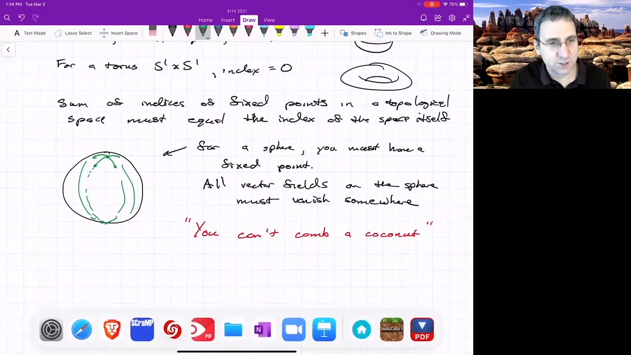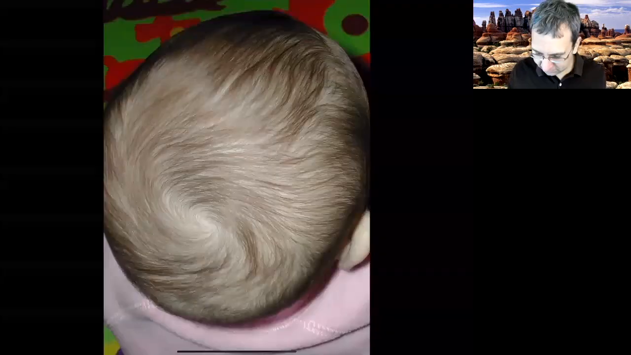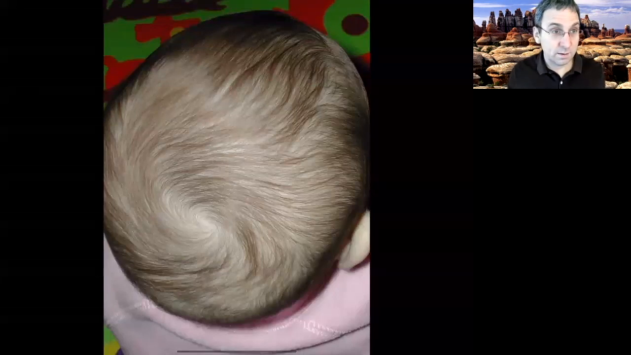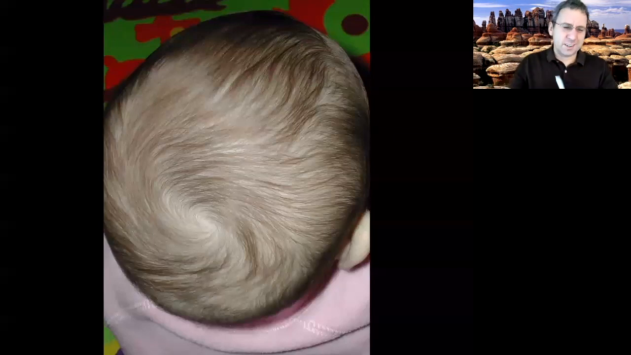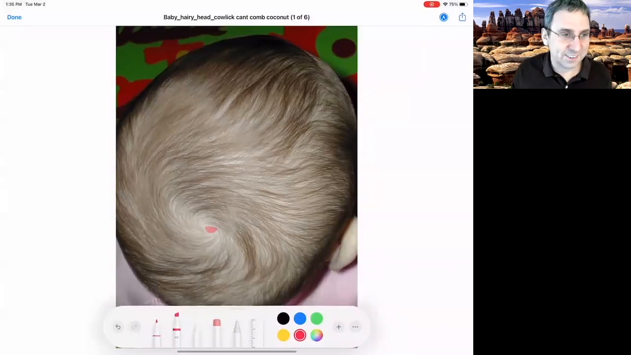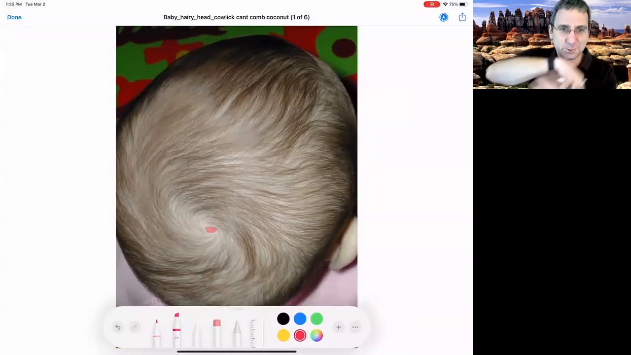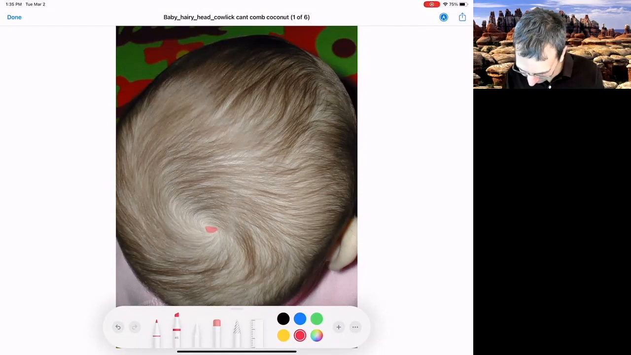It's fun at this point to show pictures of people trying to comb coconuts. I couldn't really find that. Found some other things. It's also called the hairy ball theorem. Here's what I mean. This is a baby's head, right? You try to comb a baby. And it's not a complete sphere now, it's more like a hemisphere. There's always going to be this spot where things just aren't working out. You can't comb there. Things swirl around. In this case, this child has what looks like an unstable spiral.